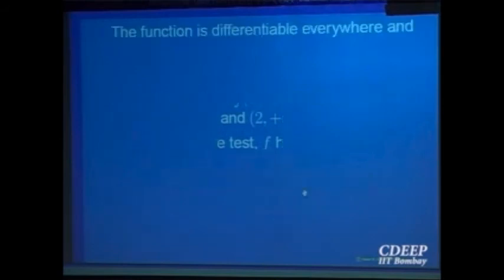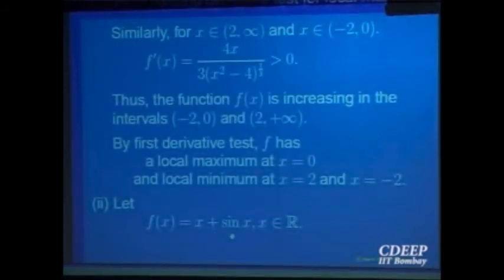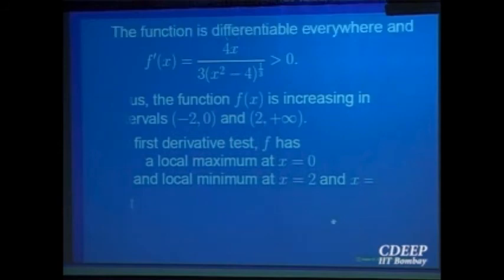Let us look at x plus sine x. Okay, I think I went very fast. The function is x plus sine x. We want to analyze whether it has a local maxima or local minima anywhere or not. It is differentiable everywhere, so no problem, no endpoints, nothing. The only possibilities are the points where the derivative is equal to 0.